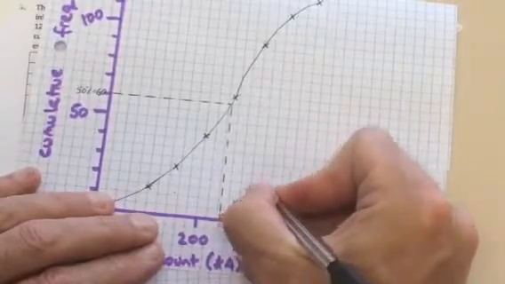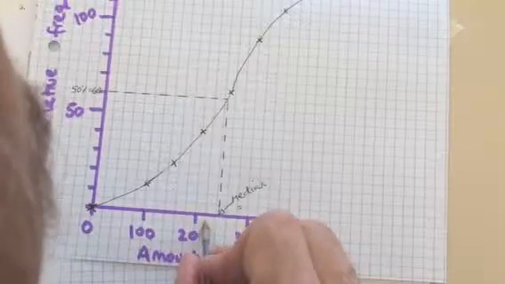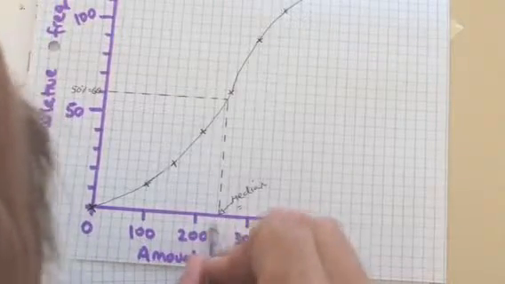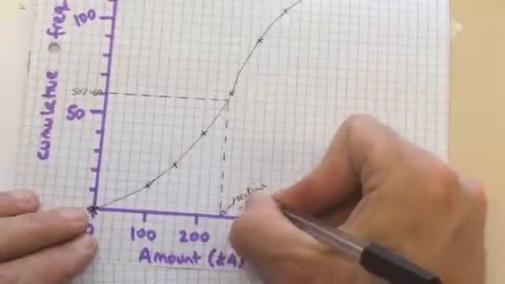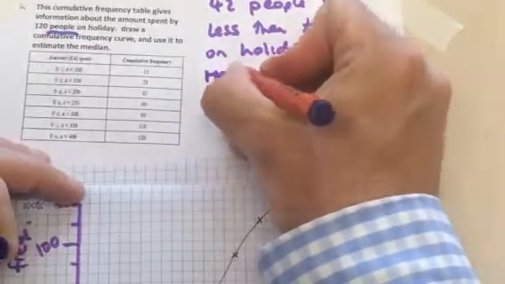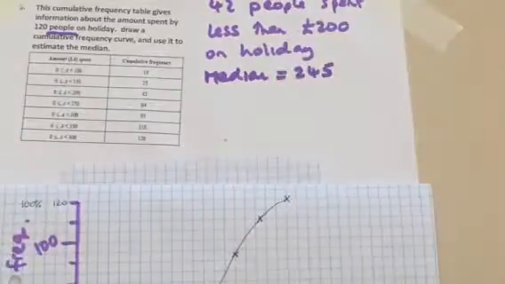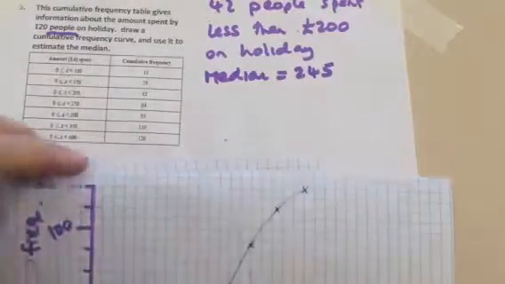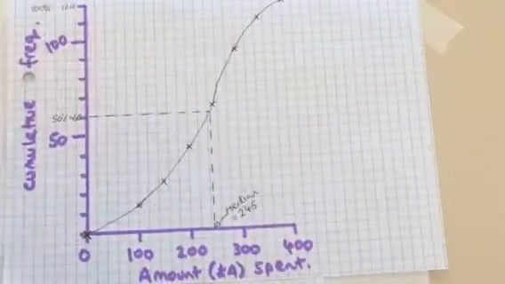So this value here is my median, and my median equals, well, we've got 200, 20, 40, 60, 80, 300, so that's about 245, approximately. So let's write that. My median equals 245. Now, there are other things that we can work out from our cumulative frequency graph.